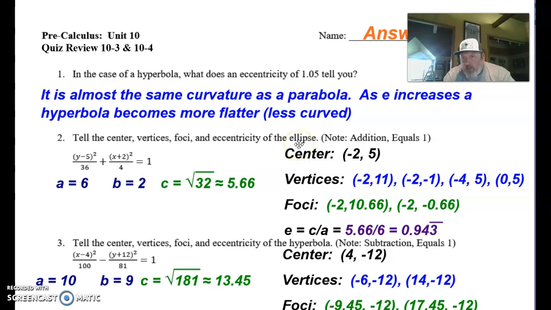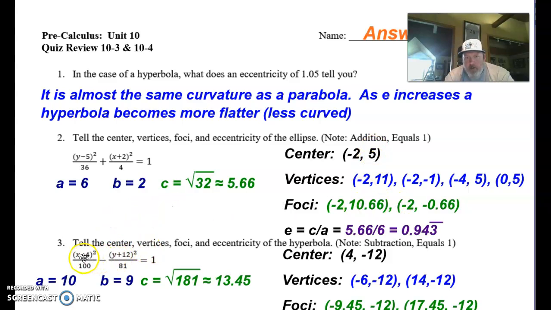All right, here they tell us it's an ellipse, and we note that because it's addition and it equals 1. If it's subtraction, like number 2, and equal to 1, then we know that it's a hyperbola. So given this, our center point is (-2, 5). We have a = 6, b = 2. That allows me to find c. Then I can get my vertices once I have a and b, and since I have c, I can find my foci by adding and subtracting this to 5.